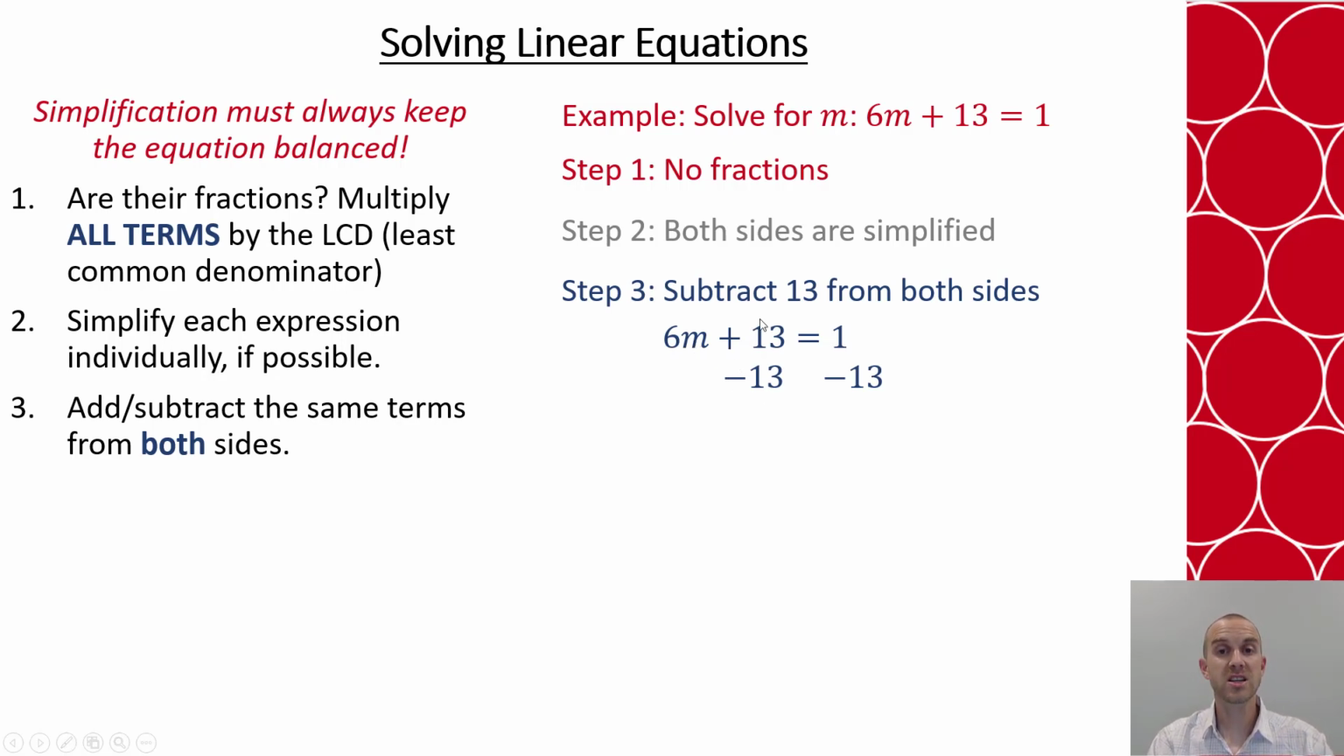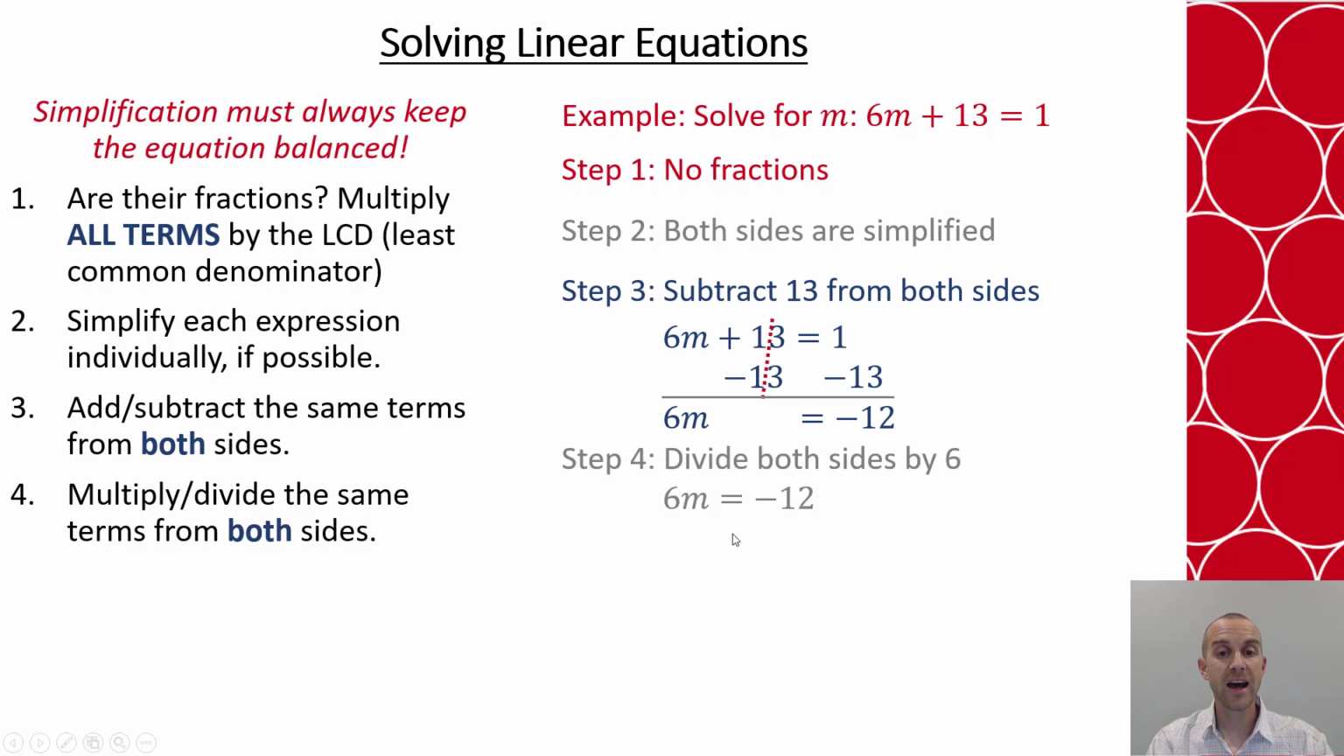Now I'll subtract 13 minus 13, that should equal 0. And then 1 minus 13 will give me negative 12. So my new equation is 6m equals negative 12. That is an equivalent equation to the 6m plus 13 equals 1. Now, all I have left is the 6 being multiplied by the m. So I'm going to divide both sides by 6. This will leave me with 1m equals negative 2.